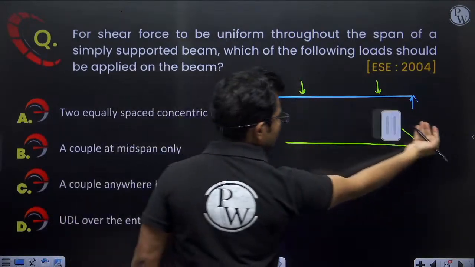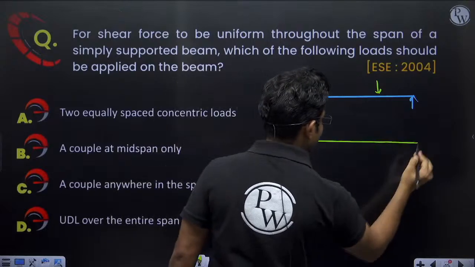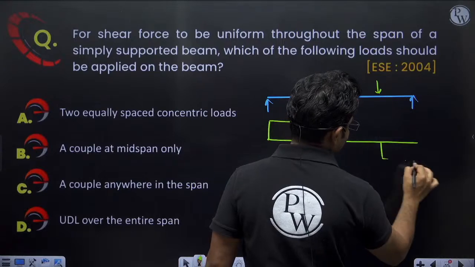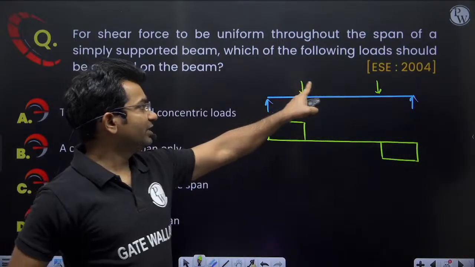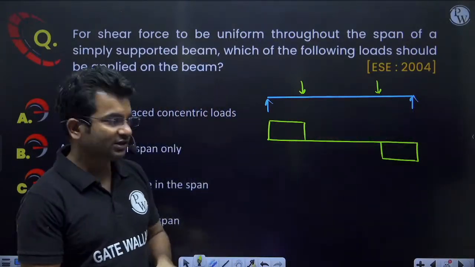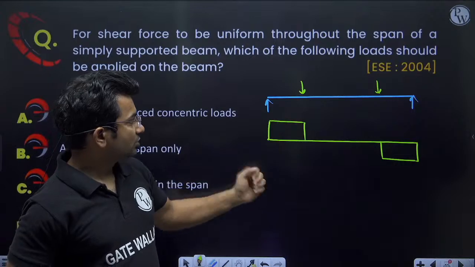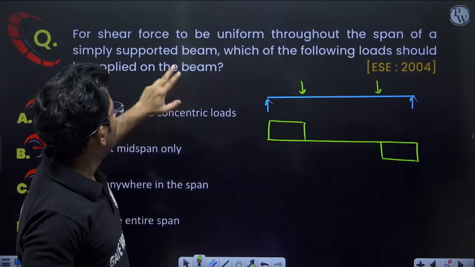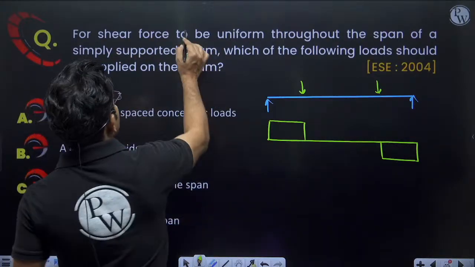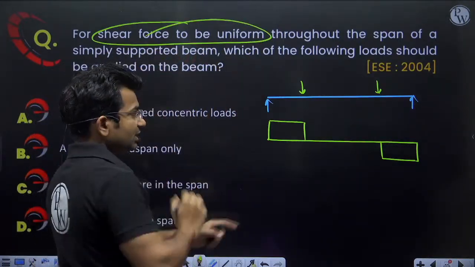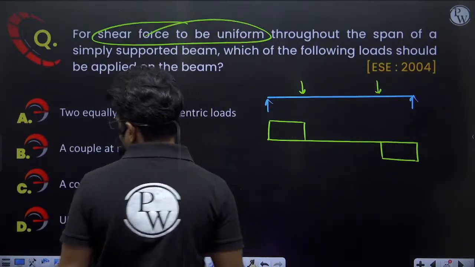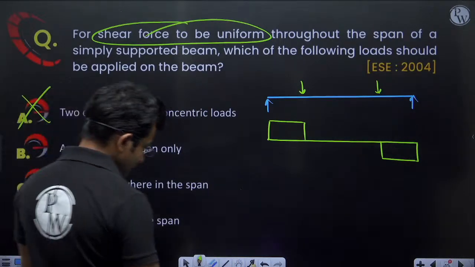No, sorry, this will be the bending moment diagram. The shear force diagram will be like this. This will be the shear force diagram. If this value is P, then this value will be P, and the shear force will be equal to P. Now, what is asked? For shear force to be uniform. So in this case, is the shear force uniform? No, the shear force is not uniform. So that means option A is rejected. Let us remove this.